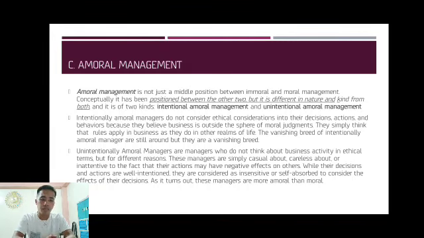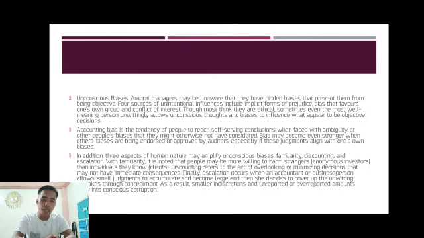Unconscious biases. Amoral managers may be unaware that they have hidden objectives. Four sources of unintentional influences include implicit forms of prejudice, bias that favors one's own group, and conflict of interest. Though most think they are ethical, sometimes even the most well-meaning person unwittingly allows unconscious thoughts and biases to influence what appear to be objective decisions.